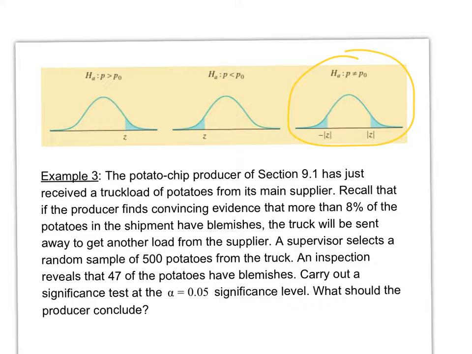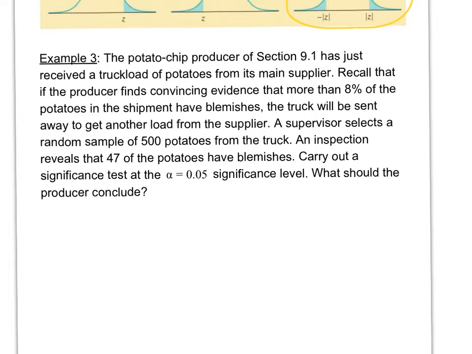Okay? So here is our first example related to significance testing. And we're going to work through this entire 4-step process on this example. So it reads, the potato chip producer of section 9.1 has just received a truckload of potatoes from its main supplier. Recall that if the producer finds convincing evidence that more than 8% of the potatoes in the shipment have blemishes, the truck will be sent away to get another load from the supplier. Supervisor selects a random sample of 500 potatoes from the truck, and inspection reveals that 47 of the potatoes have blemishes. Carry out a significance test at the 5% significance level, and what should the producer conclude?